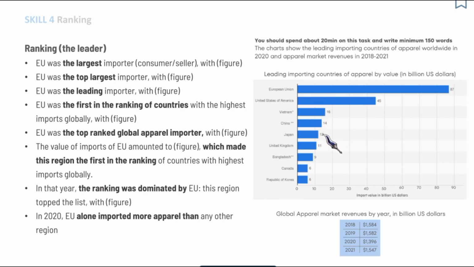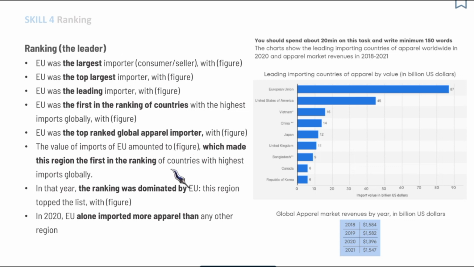You can also mention the figure like this. So it would be: EU was the largest importer with 87 billion US dollars. Next, you can say EU was the top largest importer. You can say the leading importer, or the first in the ranking of countries. You can also say EU was the top ranked global apparel importer.